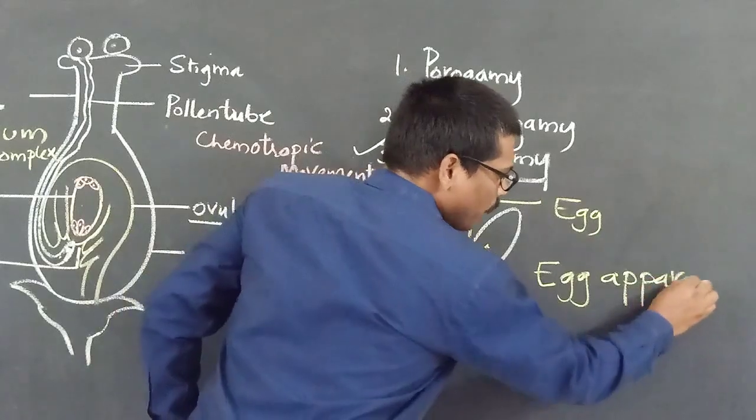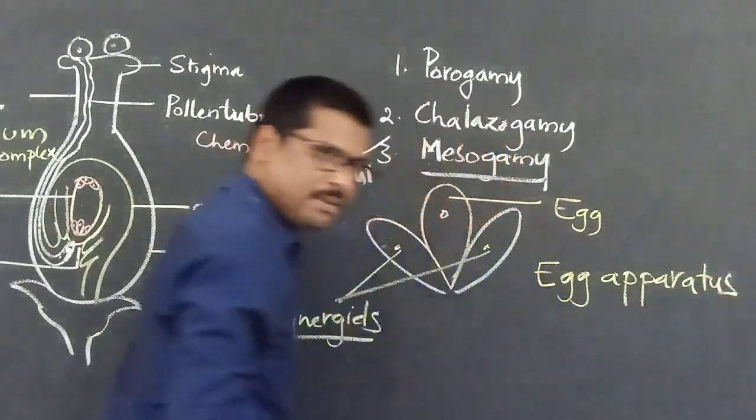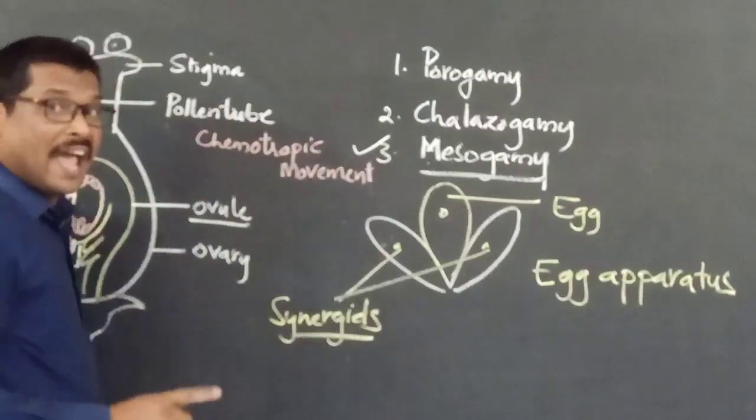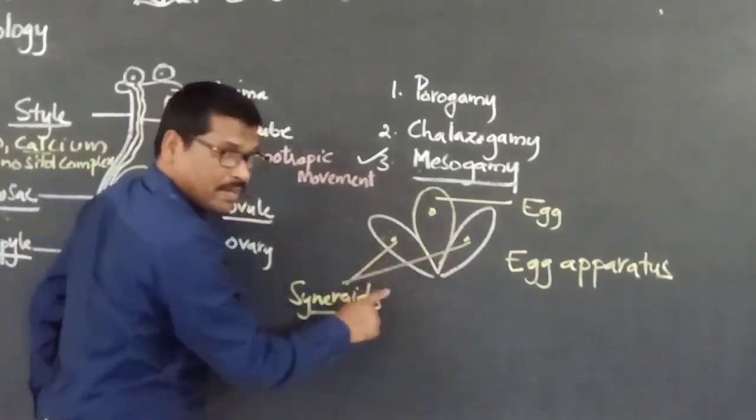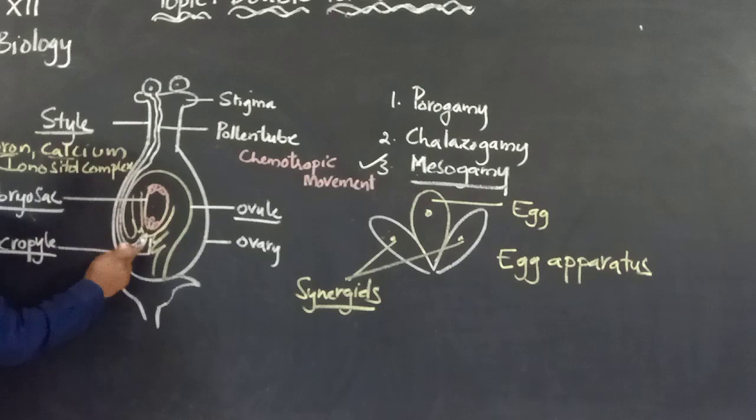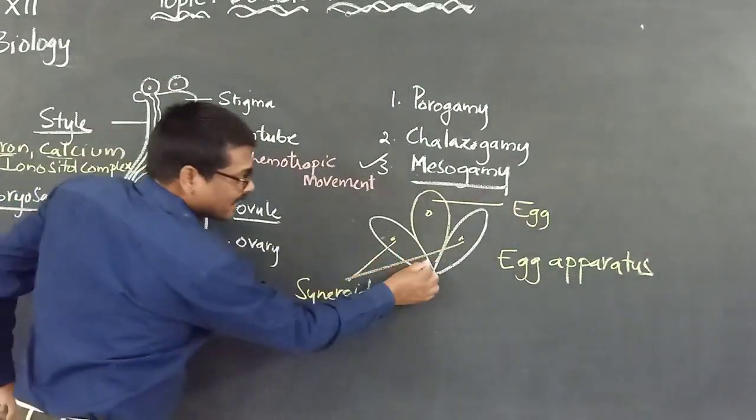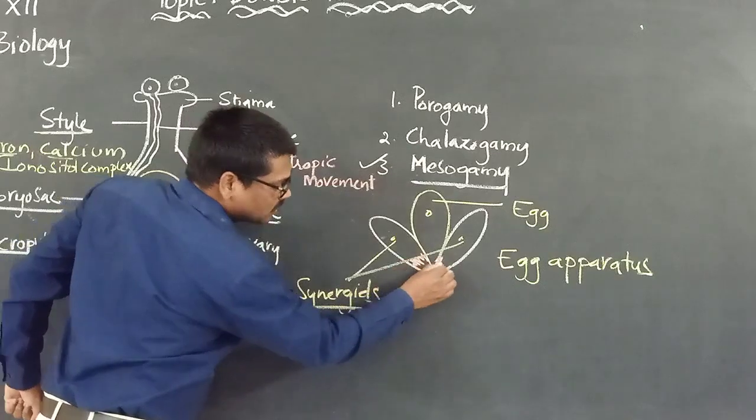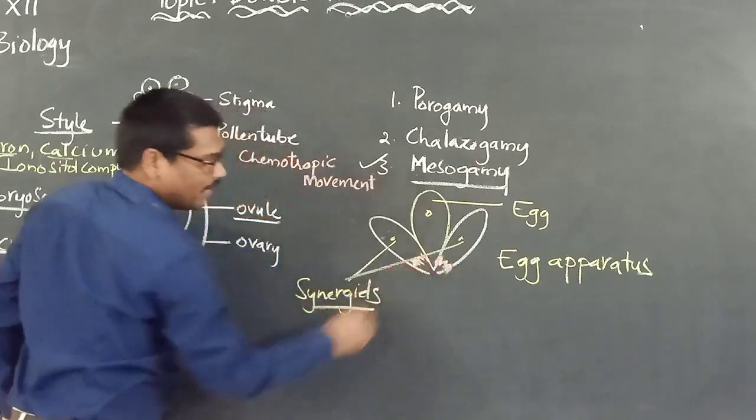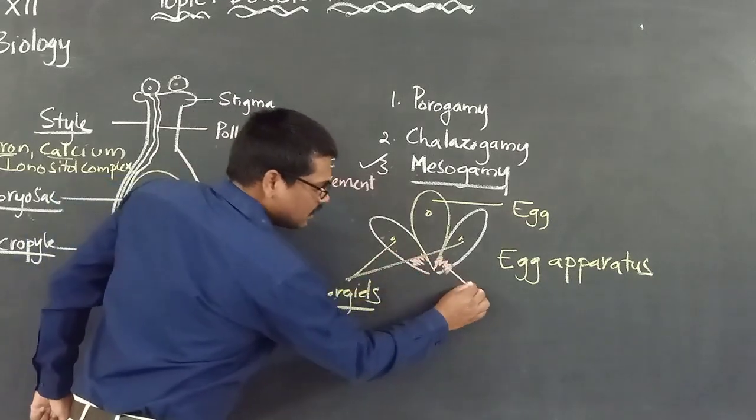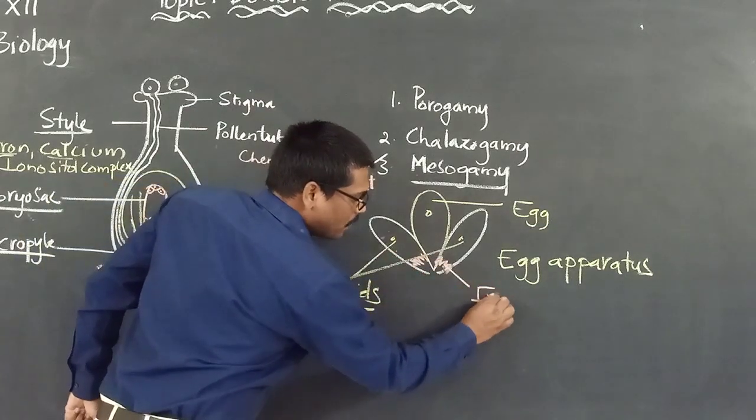A very important point to keep in mind is that these synergids, present at the micropyle region, have extensive infoldings. What are these extensive infoldings present in the synergids? This is called the filiform apparatus.